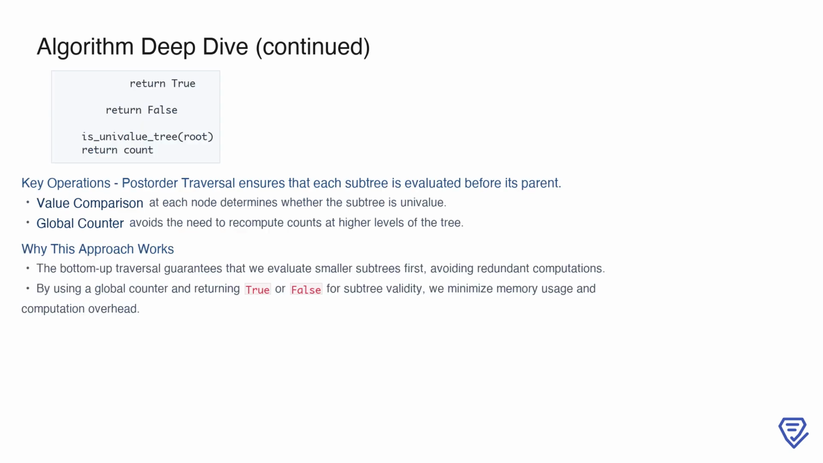The implementation concludes with the helper function returning true or false to indicate whether the subtree rooted at the current node is Univalue. If it is, the global counter is incremented. Finally, the main function invokes this helper on the root of the tree and returns the counter's value as the total count of Univalue subtrees.